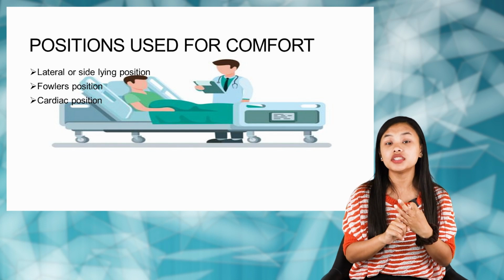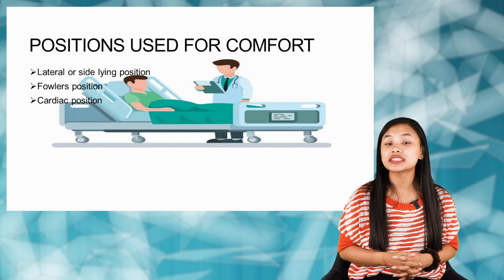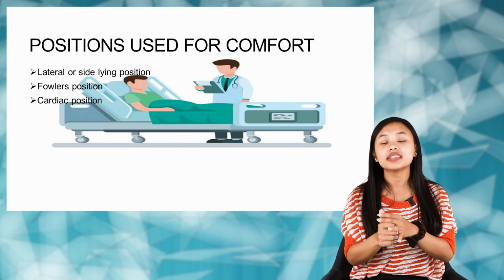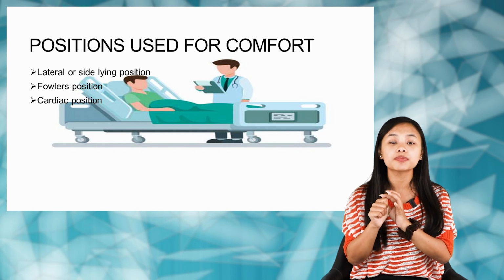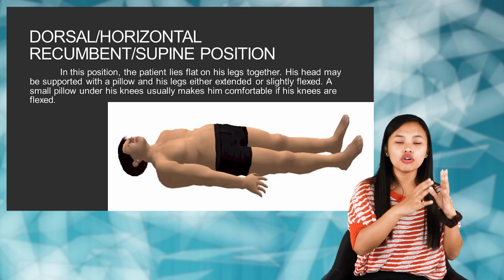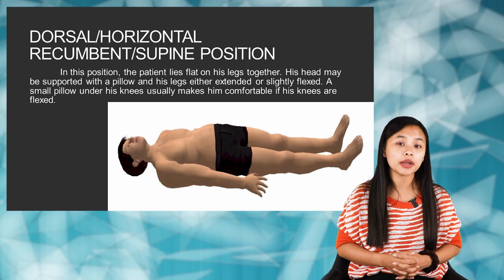The third is the prone position. The fourth is the lateral or the side lying position. The fifth is the Fowler's position, and the sixth is the cardiac position. So now let us discuss about each and every position in detail. Starting with the first one, which is the dorsal, also known as the horizontal recumbent or even the supine position.